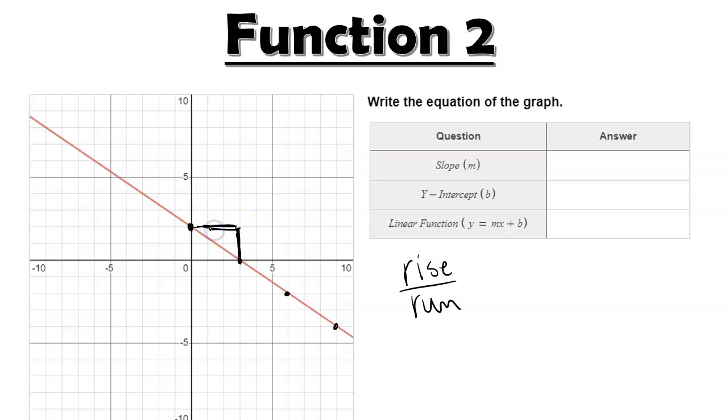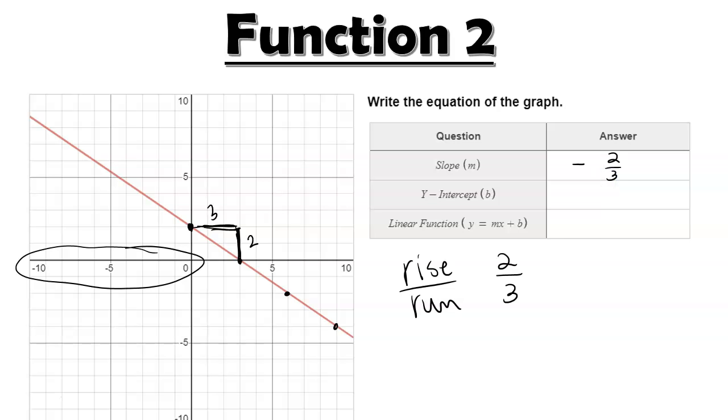Okay, right off the bat, I should see that I'm rising and I'm running to the left. And if you remember, the left side of the number line is negative. So that tells me this is a negative slope. So I'm going to go ahead and put a negative up here in my answer box. And then I'm going to count my rise over run. So I'm rising 2, 1, 2, and running 1, 2, 3. So my slope is 2 over 3. And specifically, it's negative 2 over 3.